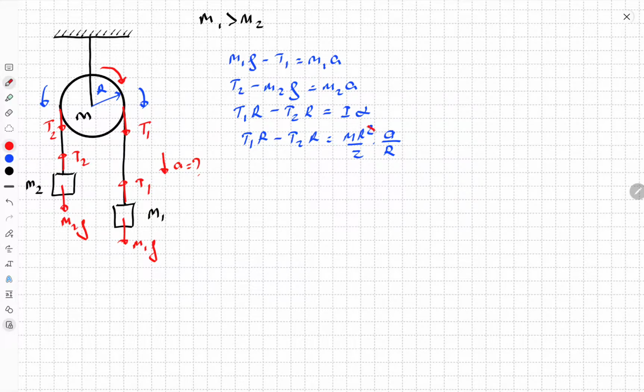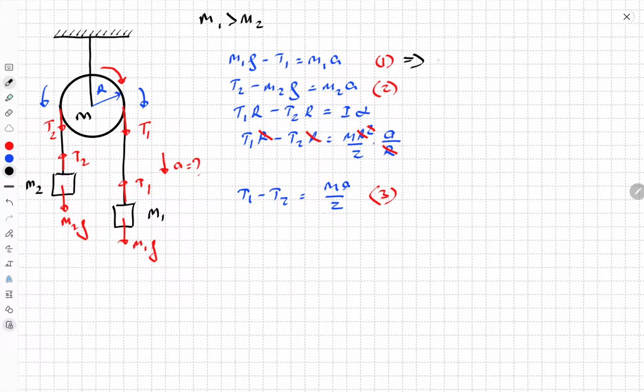So let's see. One of the radii will be cancelled. This one also we can cancel. So T1 minus T2 equals MA over 2. So basically we have three equations. This one, and the last one. Now we have a third equation. It means we can solve this problem. The rest is purely math. We solved this problem in terms of physics, and I think that these three equations are enough to finish this problem.